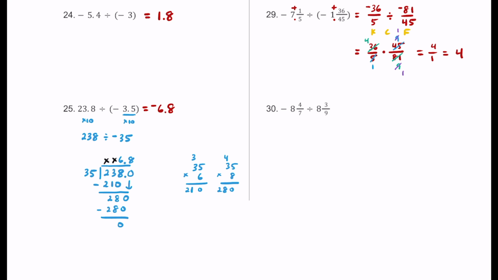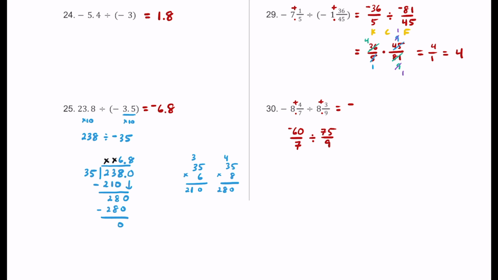For number 30, we have a negative 8 and 4 sevenths divided by a positive 8 and 3 ninths. So we have a negative divided by a positive. So we're gonna get a negative answer here. So I'm just going ahead and put a negative here right from the start. Now I'm gonna go ahead and turn these into some improper fractions here, right? So if we go ahead and do 8 times 7, that's going to be 56, plus the 4, that's going to be 60. So this is gonna be negative 60 over 7. I'm gonna give the negative to the top. I'm not gonna keep change flip yet. Let's do 8 times 9 is 72 plus the 3 is 75. So it's gonna be 75 over 9.